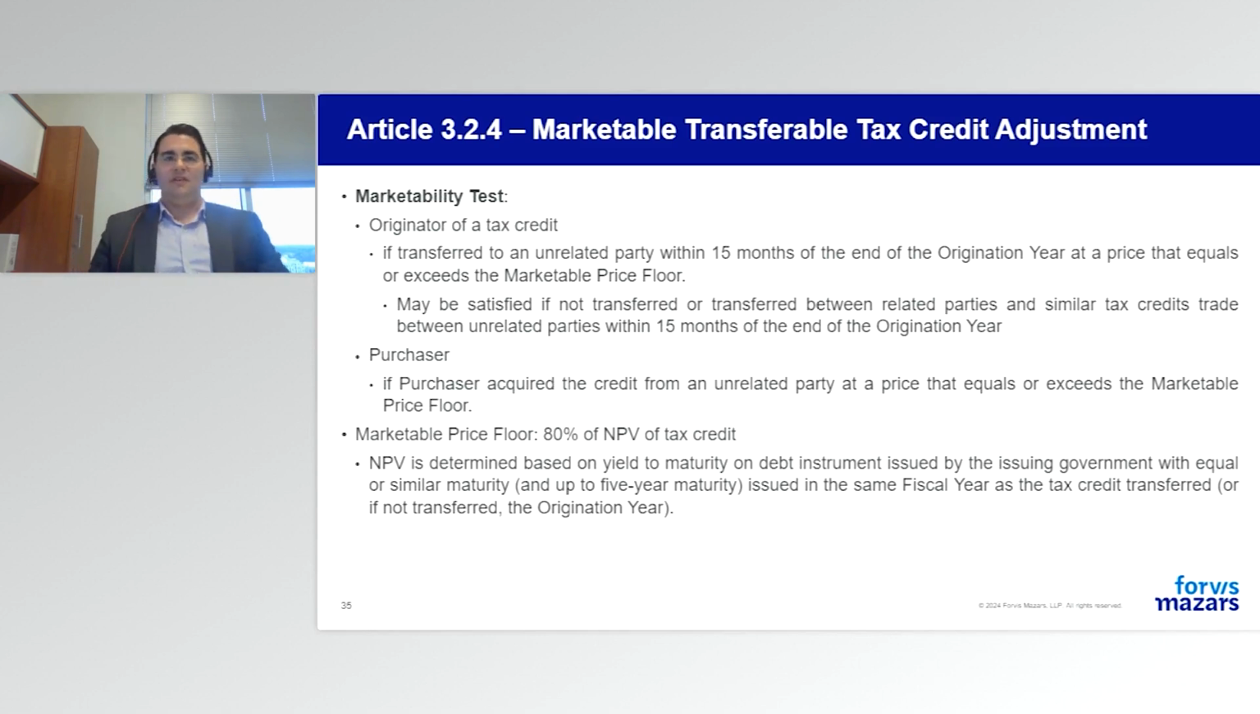There's a marketability test as well, which looks to a marketable price floor and evaluates the net present value of the tax credit to 80%. Again, you look to the originator: if it can be transferred to an unrelated party within a 15-month period at a price that equals or exceeds the marketable price floor, you meet the marketability test. If it's a purchaser, the price must equal or exceed that marketable price floor, which we established is 80% of the net present value of the tax credit.